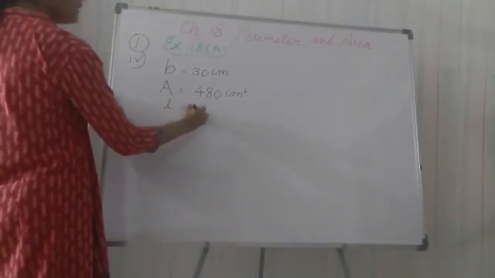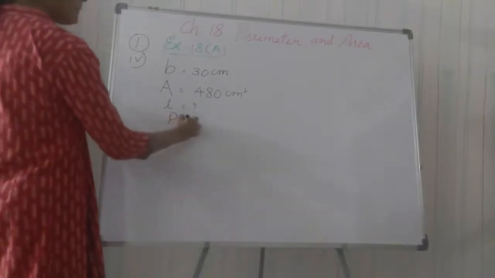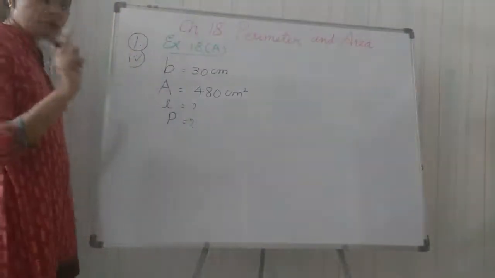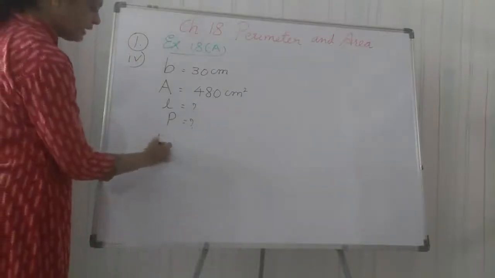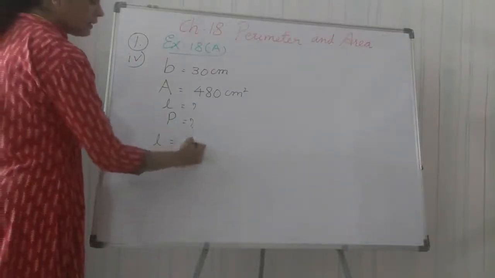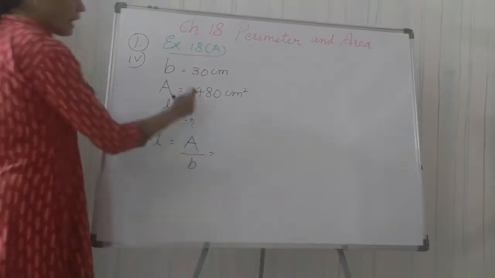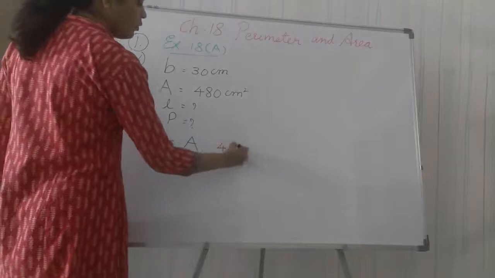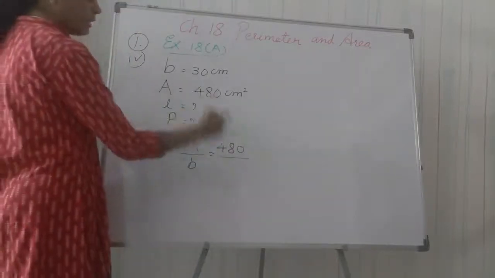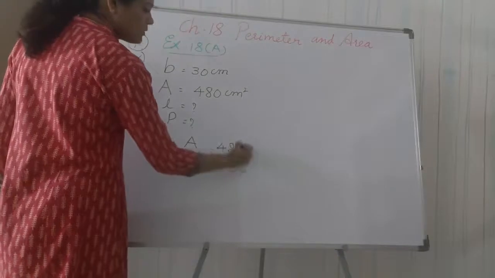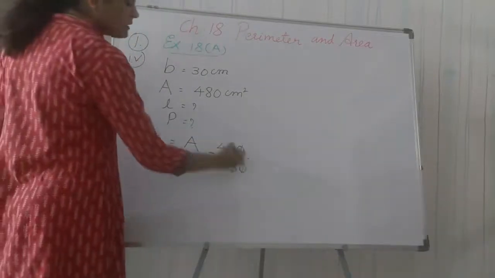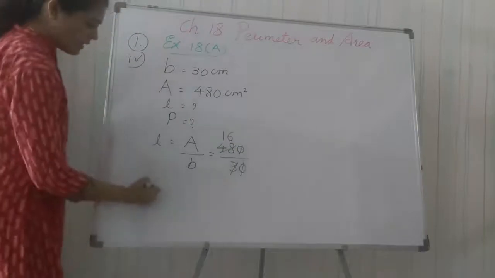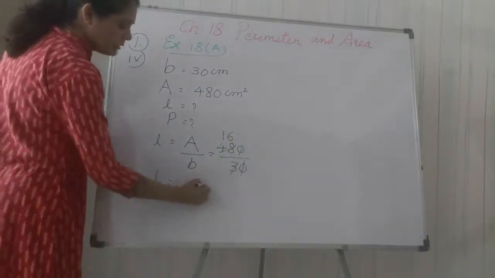Now what things do you want to find out? The length. Length is missing. You want to find out the length, and also the perimeter. So students, as I explained before, whenever area is given and breadth is given, the formula to find length is area divided by breadth. So now I substitute the value of area 480 and breadth 30. So the 0s get cancelled, and here 16 threes are 48. So I get the L value as 16 centimeters.